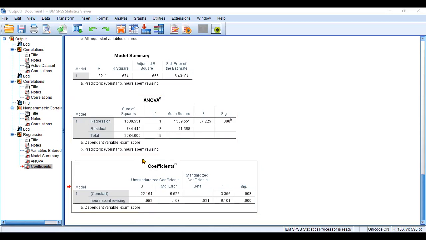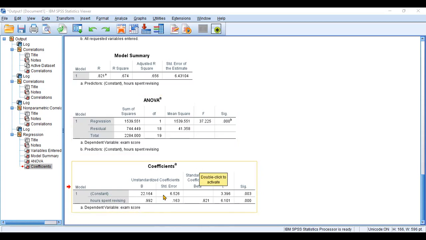So we come to the last table, which is the table of coefficients. While the summary model gives us the combined effect, the coefficients give us the individual effect. We saw yesterday that a unit change in time spent studying will lead to maybe a certain proportion change in what? In our dependent variable, which was academic performance.